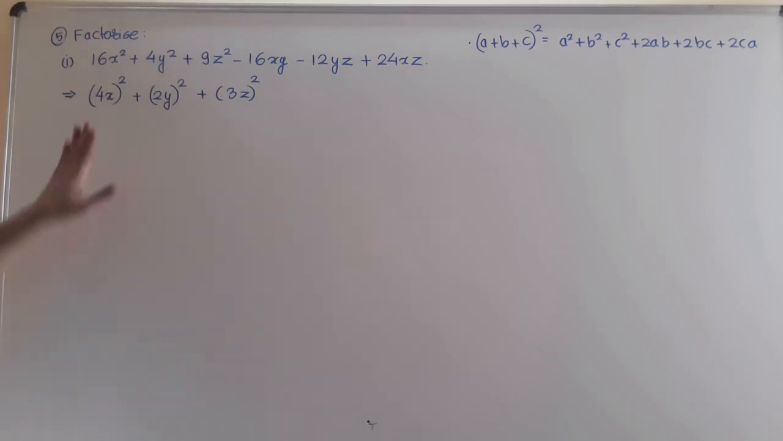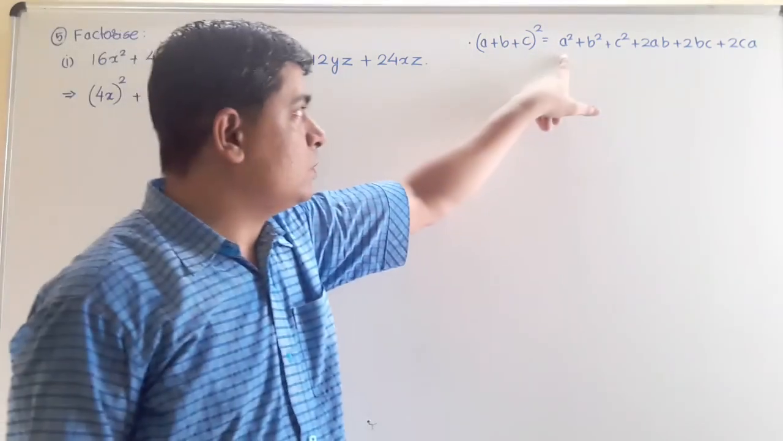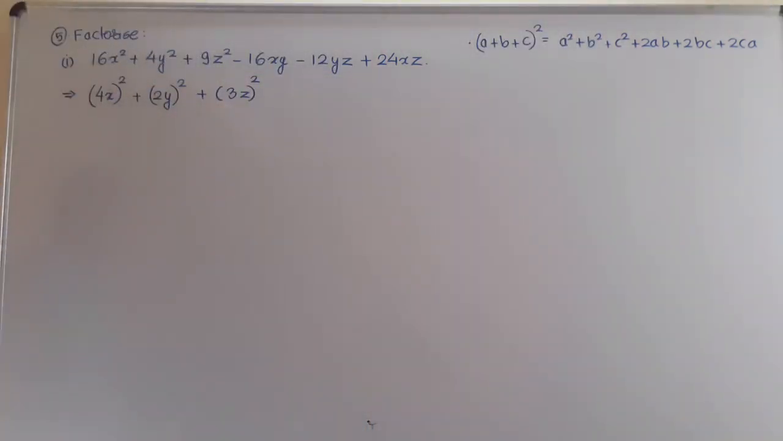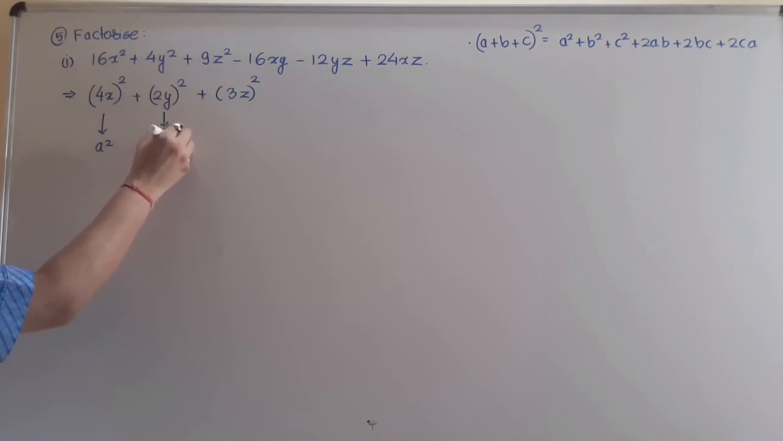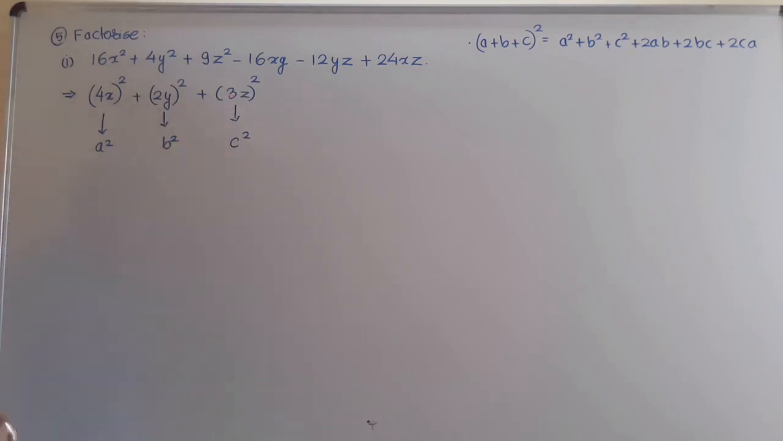Now writing in this manner, what is the advantage? We are getting the value of a square plus b square plus c square. These all three terms I can say these are my a square, b square, and this is my c square. So who will come next here? 2ab.